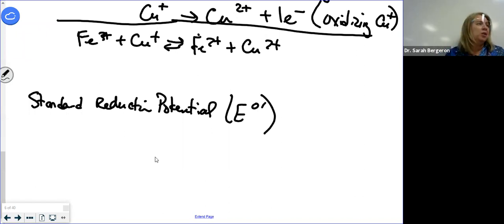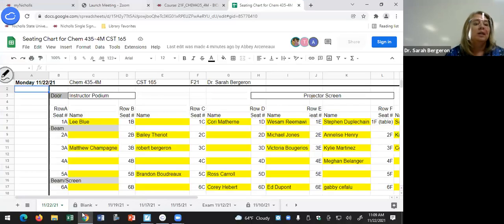So if you look in your book, you have a table of all the different redox reactions that occur inside of the cell, and you're given standard reduction potentials for each of the individual substances, for each of the reactions. So you'll see that we have set one to 0. Let's see if I can pull it up.